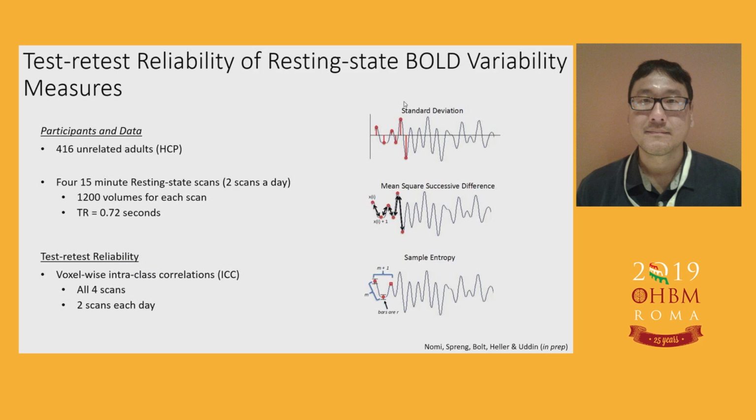So now we're interested in some test-retest reliability measures, seeing how reliable these different measures of variability are in fMRI studies. We used HCP data. We had 416 adults, and this data set is ideal because it provides you with 4 15-minute resting state scans. They acquire 2 scans on the first day, 2 scans on the second day. And we calculated voxel-wise indices of each of these 3 variability measures.